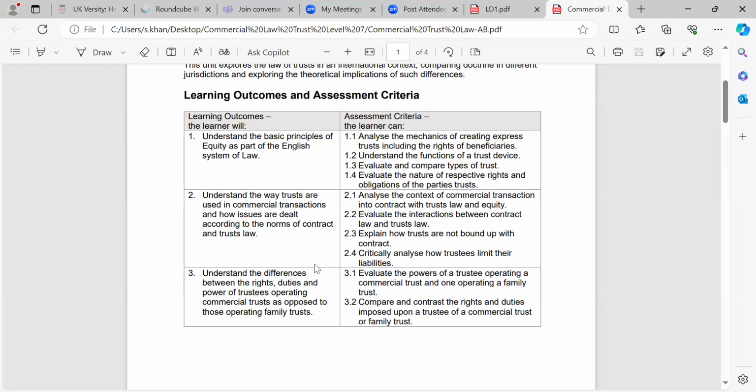Then we look at learning outcome 2, which is to understand the way trusts are used in commercial transactions and how issues are dealt with according to the norms of contract and trust law. Here in learning outcome 2, we'll be looking at 2.1, which is to analyse the context of commercial transactions in contract with trust law and equity. We'll also be looking at 2.2, evaluating the interactions between contract law and trust law. And also 2.3, explaining how trusts are not bound up with a contract. And 2.4, critically analysing how trustees limit their liabilities.